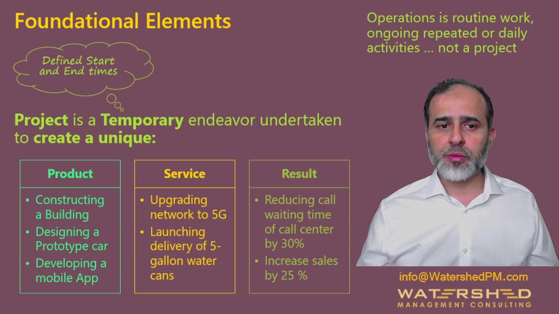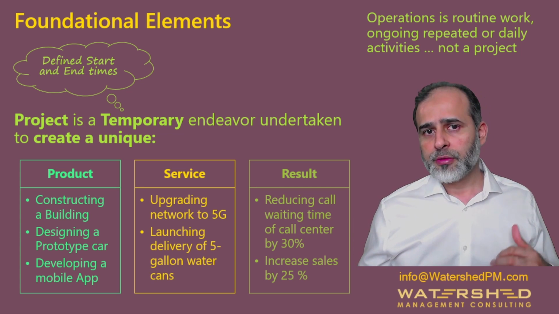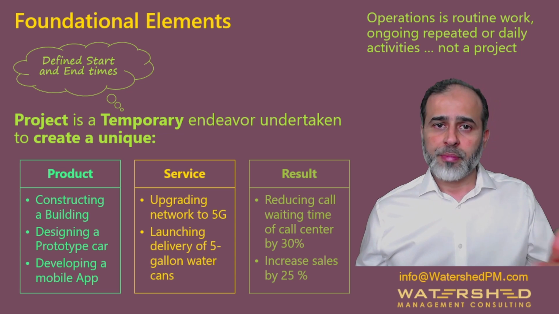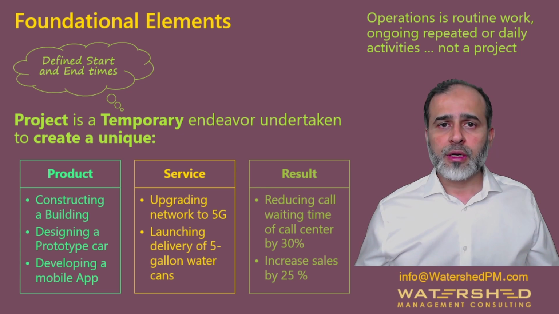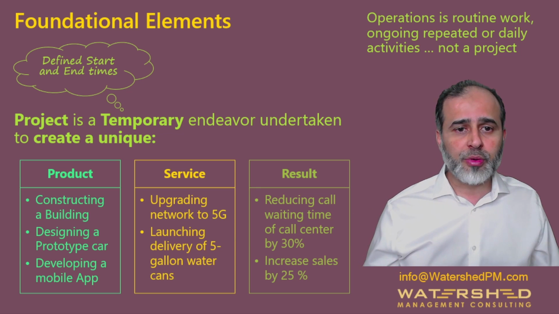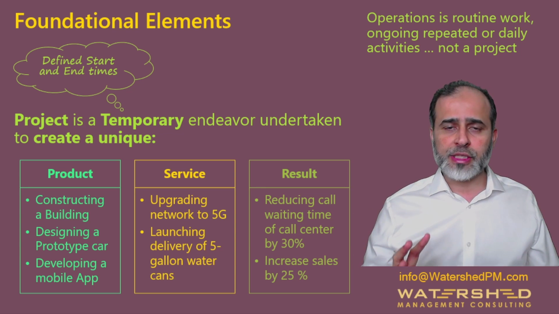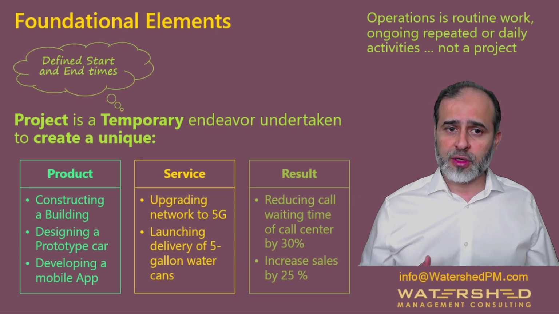So let's take examples. An example of a project whose outcome is a product is constructing a building, maybe making a bridge, designing software, designing a mobile phone app, designing a prototype car, or building a prototype car. This can be two separate projects. These are all examples of projects whose outcome or deliverable is a product.